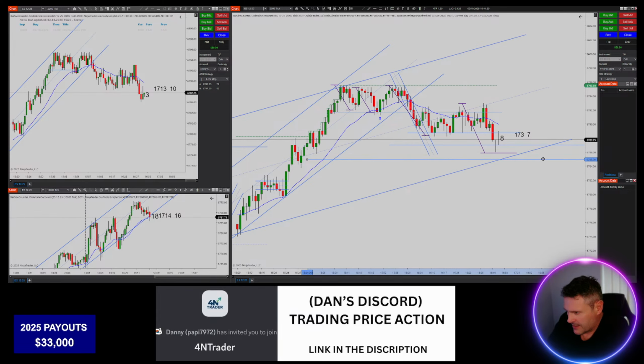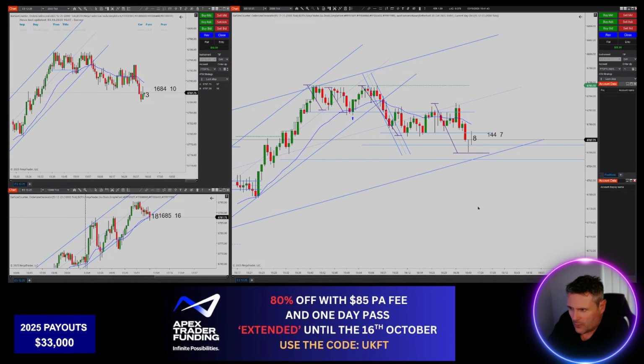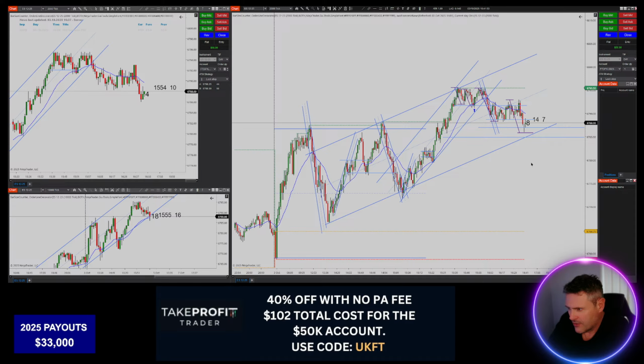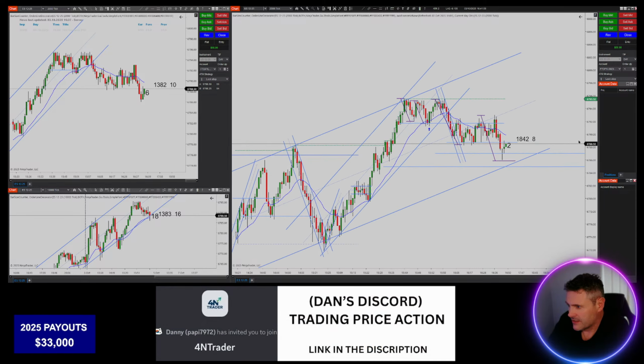I see orders down here around about this area, so not quite at the bottom of what may be this channel. It could come down just a fraction more, or it may not. It may pop up. Depends if we get aggressive buyers in there.